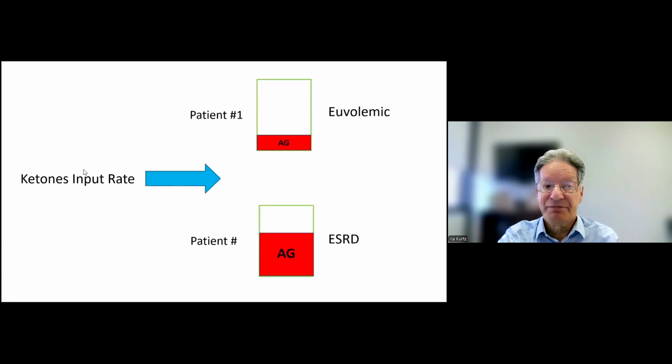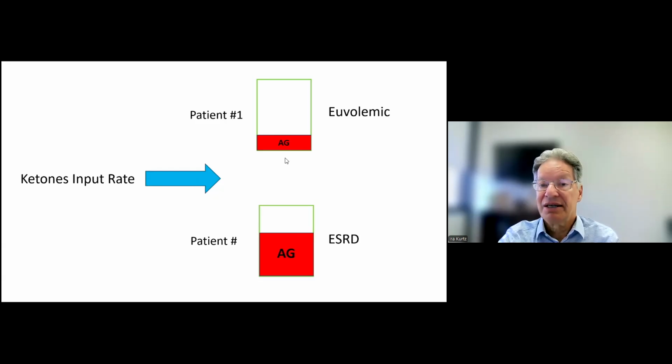So we have, again, pictorially, two patients that have the same ketone input rate into their bloodstream. And patient one has an anion gap that's close to normal or normal, and the other patient has an elevated anion gap. Both have the same degree of ketoacidosis, or the same degree of input of ketones.